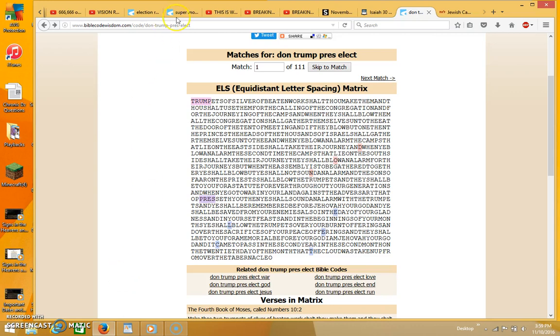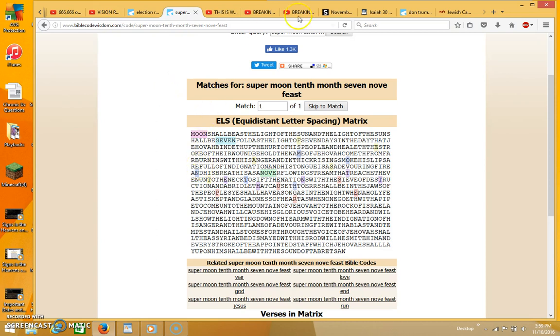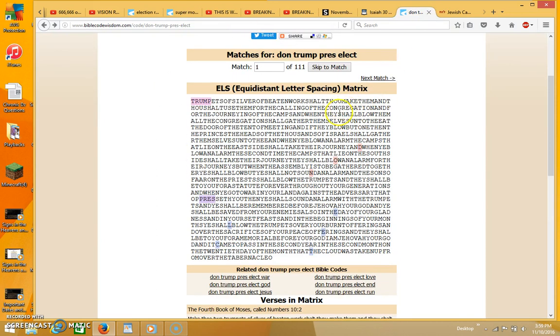I'm going to get to this table on the supermoon in just a minute. I just have so much to share. I really don't even know what to share first, but I just want to show you what happens when you put in Don Trump, President-elect. When you just put those terms in, you get 111 matches, and this is the first of the 111 matches.